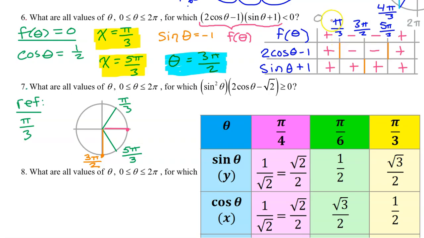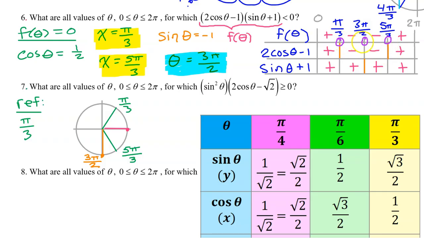I like to record my solution on the number line first. And f of theta is equal to 0 right here. And we don't want or equal to 0, just less than 0. So we're going to leave this solution out using an open circle. F of theta is also equal to 0 at 3 pi over 2 because sine theta plus 1 equals 0 here. See the orange line? So this point has to be left out with an open circle as well. Same thing for 5 pi over 3. F of theta is equal to 0 here because 2 cosine theta minus 1 is equal to 0 right here.